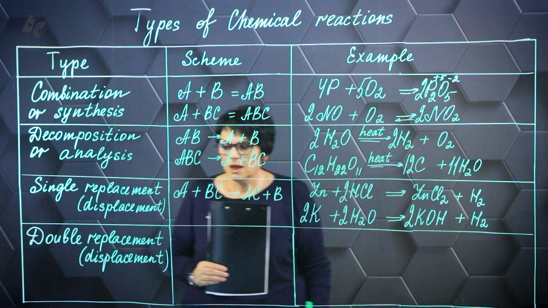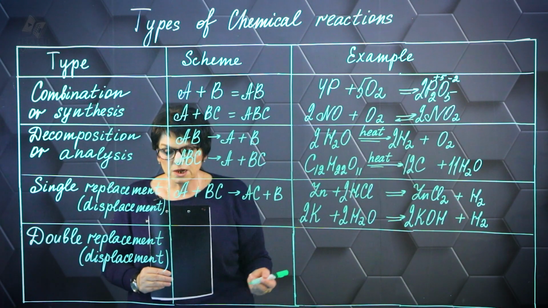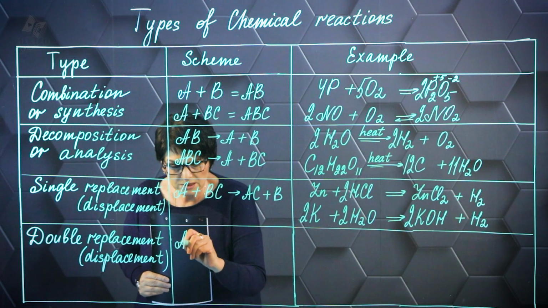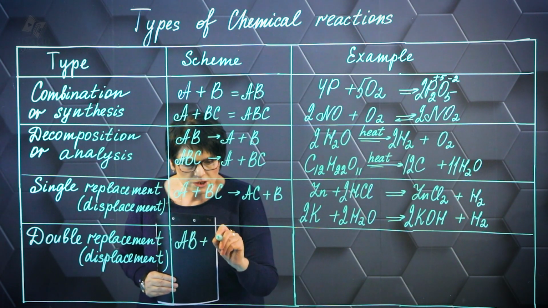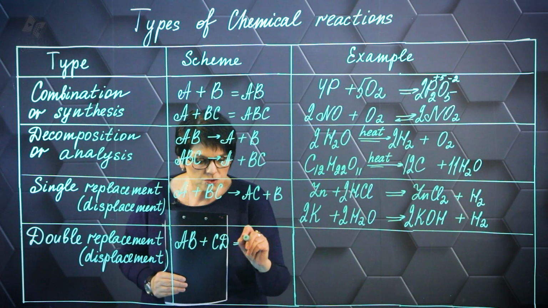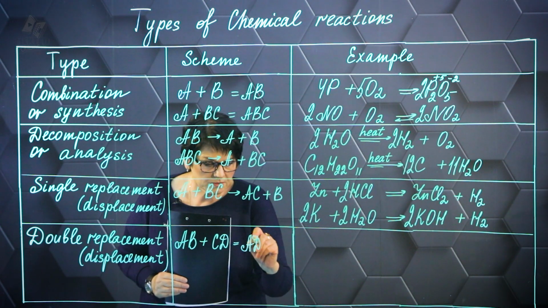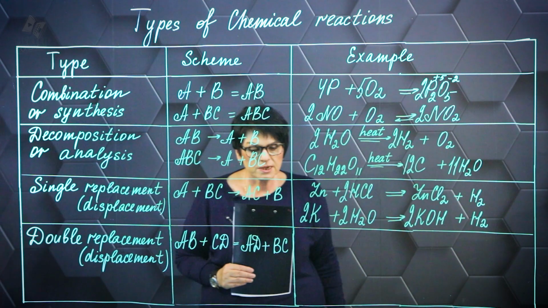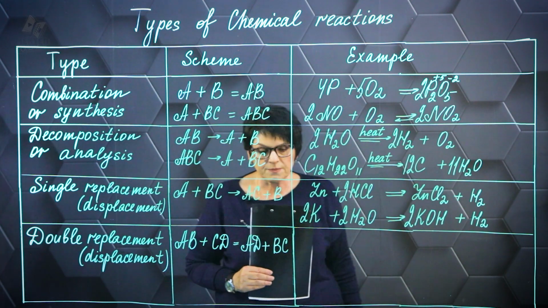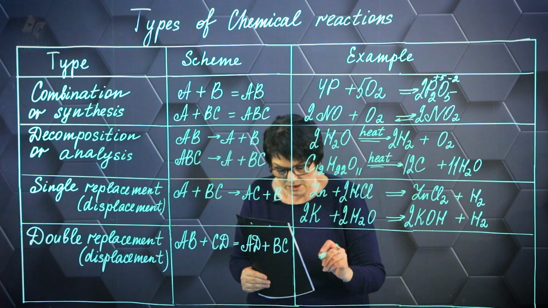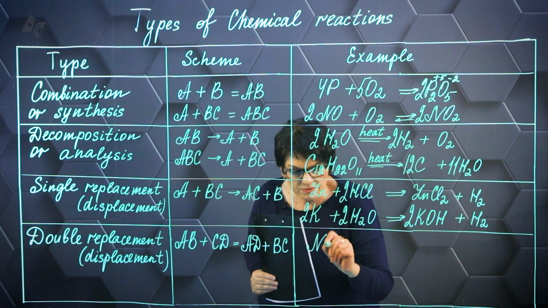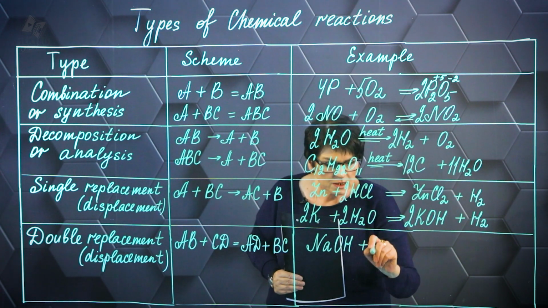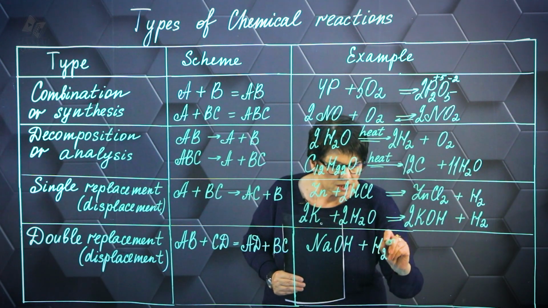It's also irreversible. And it remains to find out what a double substitution reaction, or an exchange reaction, is. It's the interaction of two complex substances that exchange their constituents. And usually two complex substances are also released during the reaction. So here's an example. Let's say it's an interaction between a base, sodium hydroxide, and sulfuric acid, H2SO4.